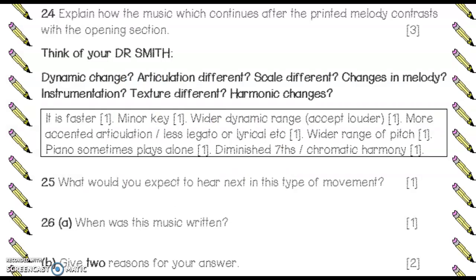Now when you do your revision here, make sure that you understand how to explain contrast. And this is one of Dr. Smith's. Okay, do I have any dynamic changes? Do I have a rhythmical change? Do I have articulation? Is my scale different, the key signature? Is my melody different? Do I play at a higher range? Do I use other instruments? Is my texture different? Is the timbre different? And the harmony, do I have other harmony that I use?